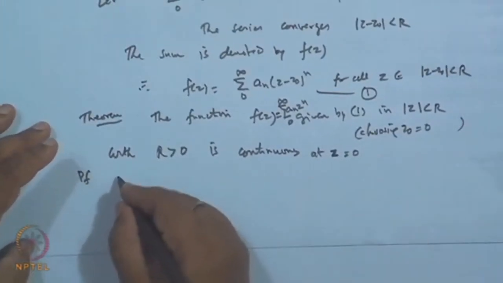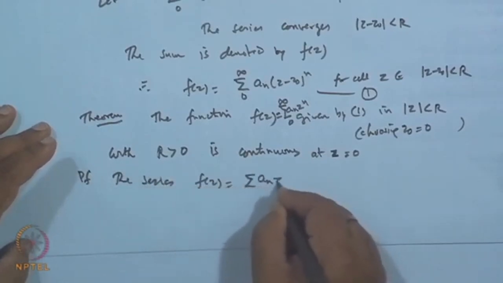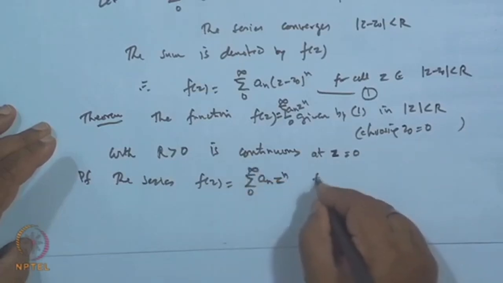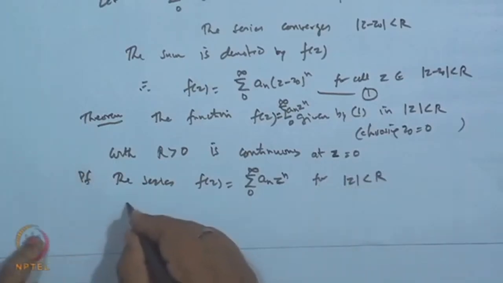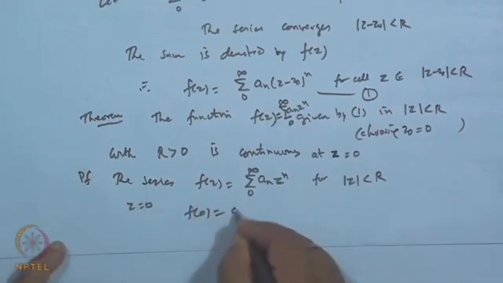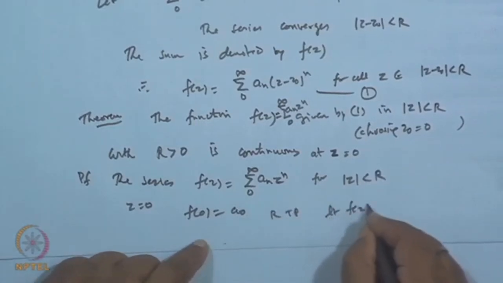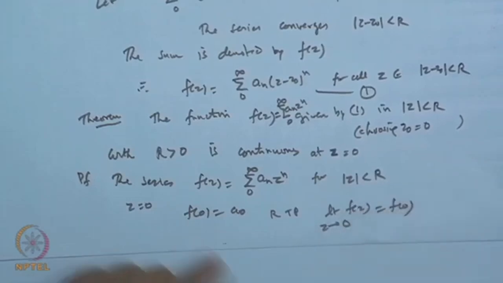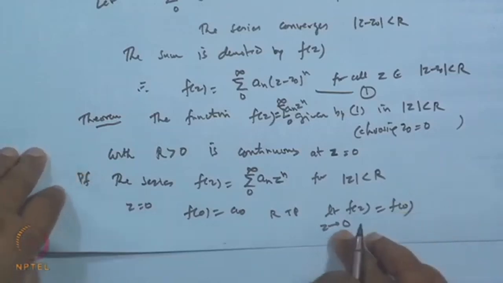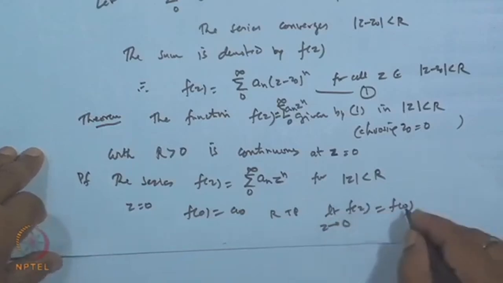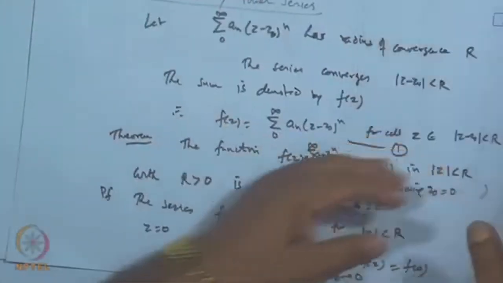Now, if we take z, the series is giving f(z) = Σ a_n z^n, n from 0 to infinity, for |z| < r. So, if we take z equal to 0, it means f(0) is a_0. What is required to prove is that the limit of f(z) as z tends to 0 is f(0). It means for any epsilon greater than 0, we must find a delta such that when |z| < delta, it implies |f(z) - a_0| < epsilon. Then our result is okay, and continuity follows.